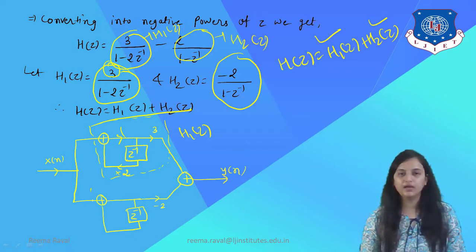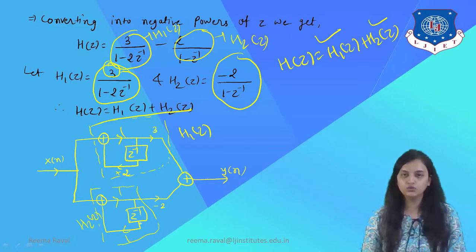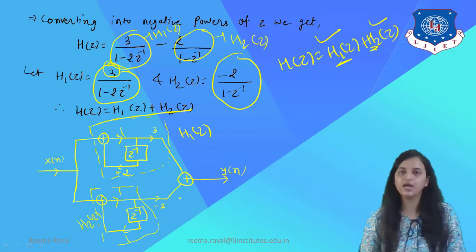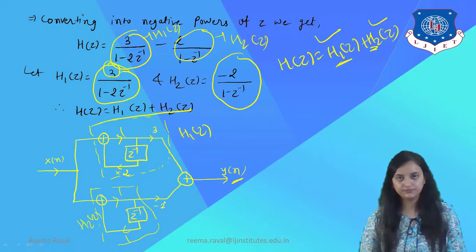In the same way, this part indicates H2 of Z. What is H2 of Z? H2 of Z is minus 2 upon 1 minus Z inverse. We have multiplied minus 2 here, and this gives 1 upon 1 minus Z inverse. We have to add these two, that means H1 of Z and H2 of Z. So at the last we have used an adder to add these terms to get the final output y of n. As you can see, H1 of Z and H2 of Z are in parallel connection. This is called a parallel realization structure.